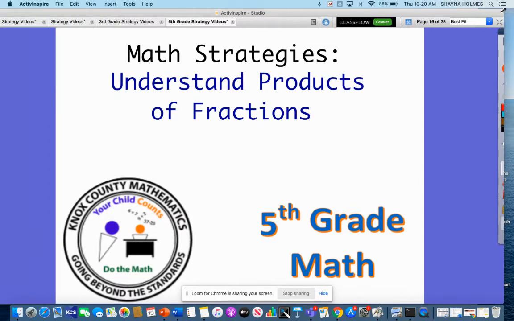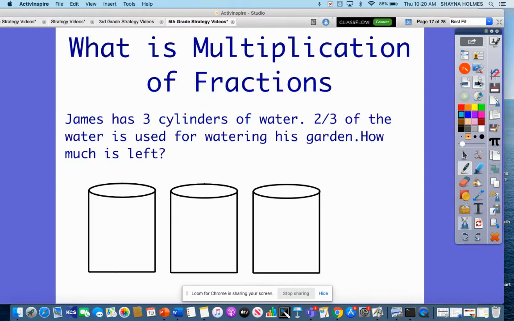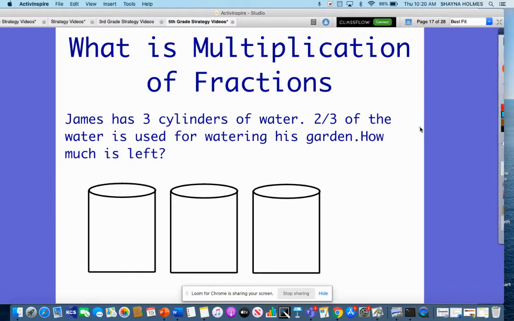Today's math strategy video is on understanding products of fractions. So we're going to look at an example problem to talk about what multiplication of fractions is. We're going to look at a whole number multiplied by a fraction and what that might look like in a model. This says James has 3 cylinders of water.